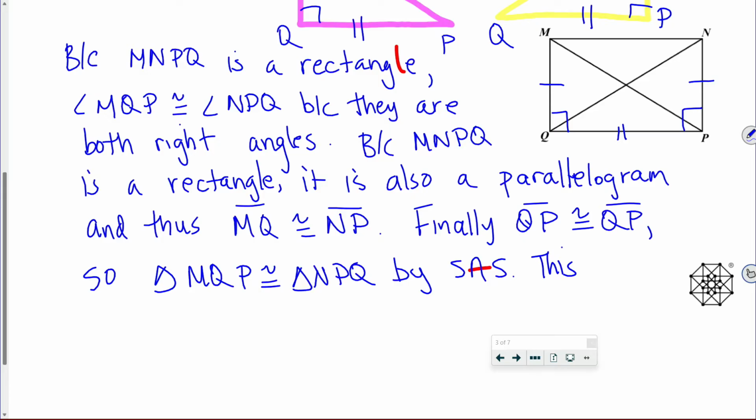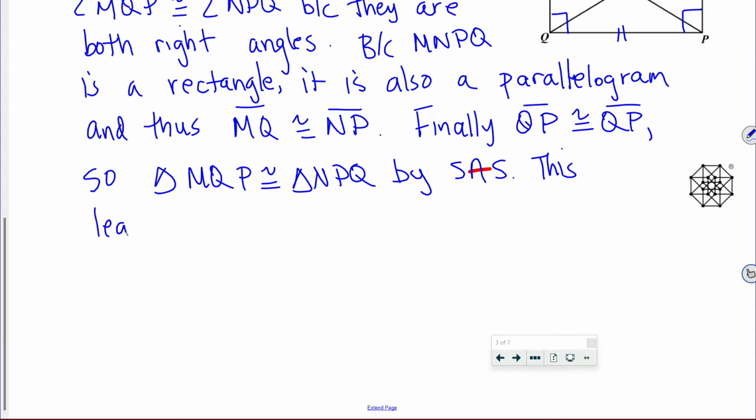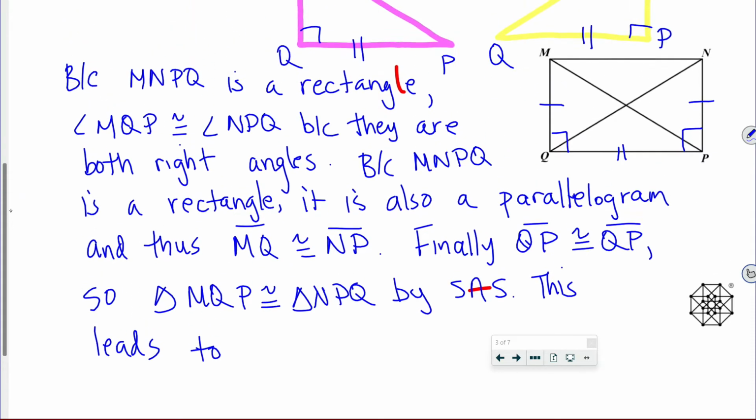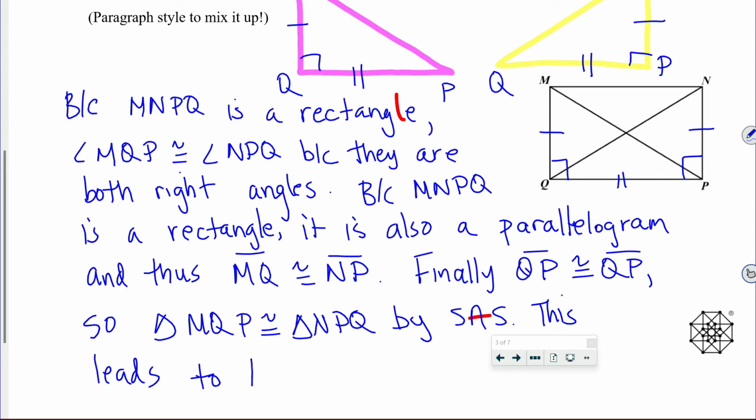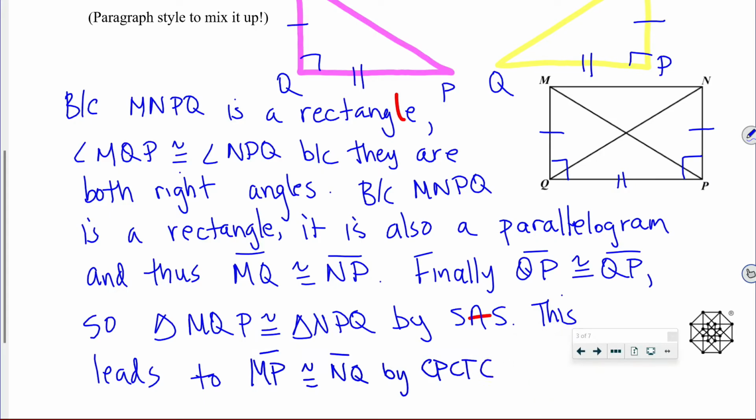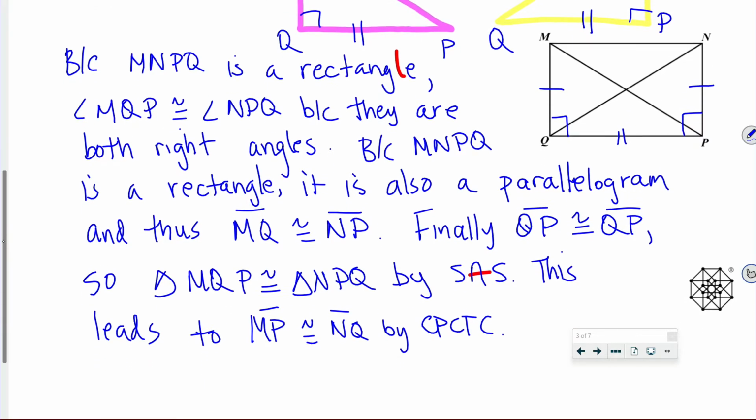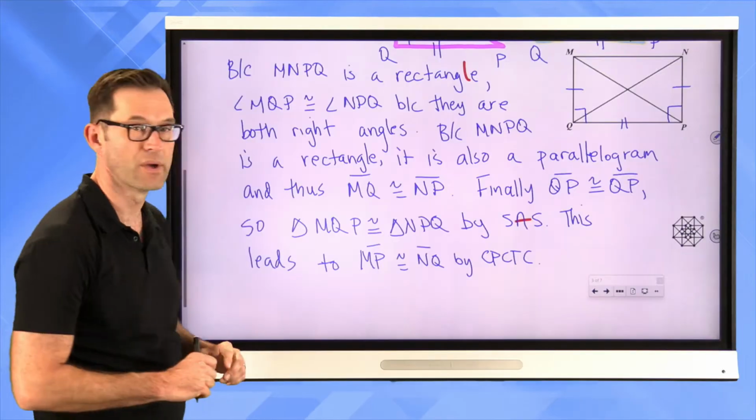This leads to MP being congruent to NQ by CPCTC. Oh my, just barely fit. Let me move it up a little bit so we can still see the picture.